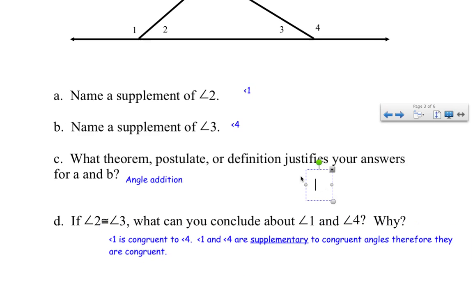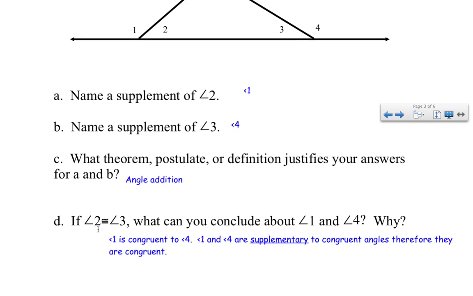Okay, so as we work through, I think the first two you probably did just fine with. Name a supplement of angle 2: angle 1. How did I know that's a supplement? Because when I looked at the picture, I saw that together they form a straight line. So again, we've gone over this in class several times. When you're saying, how do I know that they're supplementary? Because I can see in the picture they make a straight line. That is the angle addition postulate. So that's what you know.